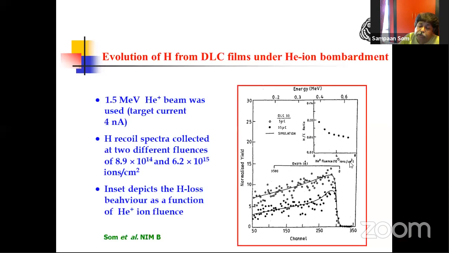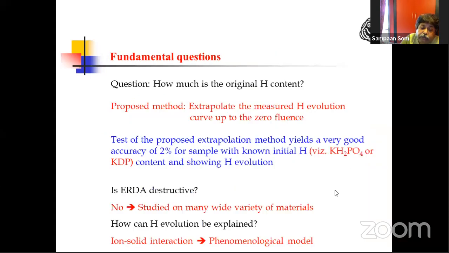Next slide, please. So that's the take-home message I would like to send to you: that it is ion-solid interaction. It may give rise to hydrogen evolution depending on its nature of bonding with the host material. If not, then not. It's not mandatory that with any ion bombardment, helium ion bombardment from any material, hydrogen has to evolve. It's not like that. Next slide, please.